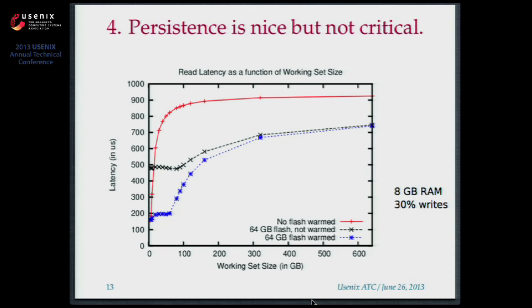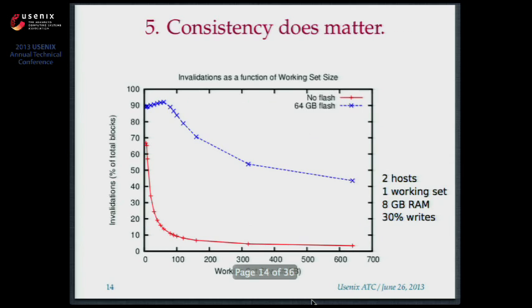The takeaway from this slide is that even the unwarmed flash cache is still quite a bit better than not having it. So it looks worth implementing persistence. And it turns out the overhead of persistence is zero. You end up having to do more writes to the flash, but this ends up hidden entirely behind the RAM cache.